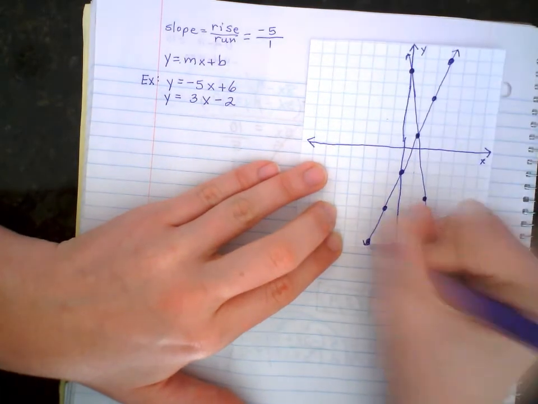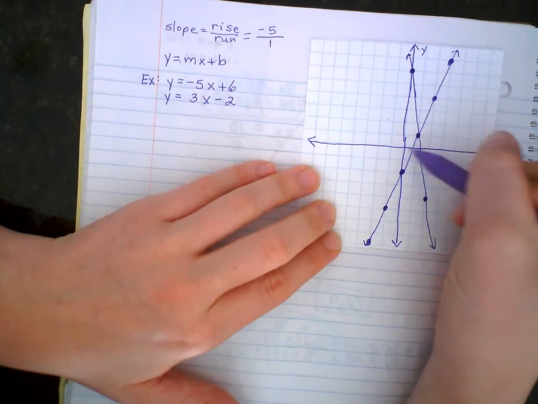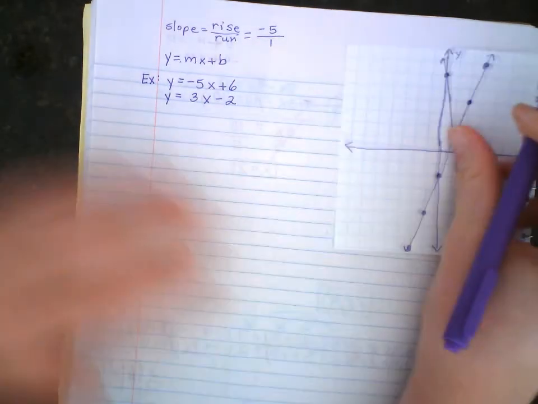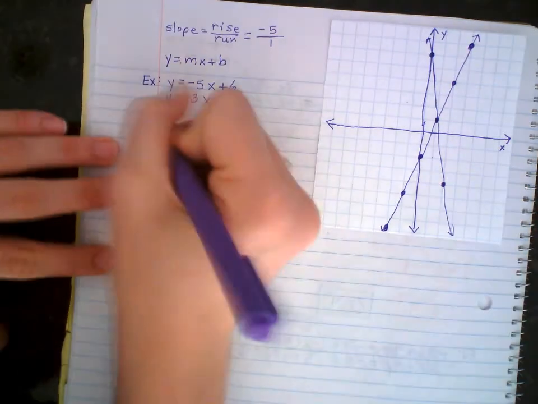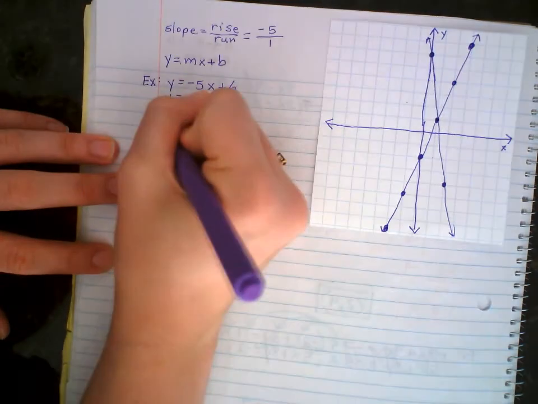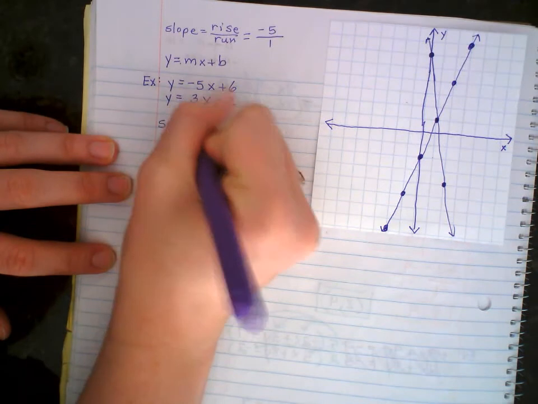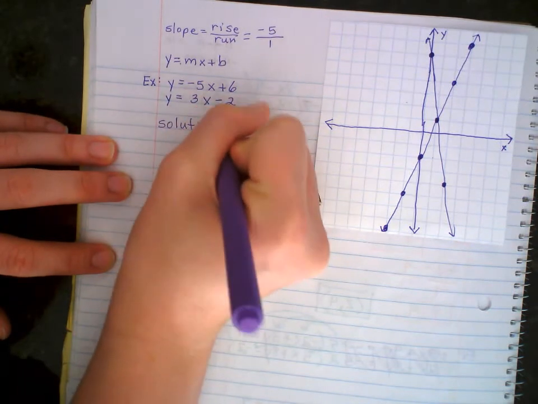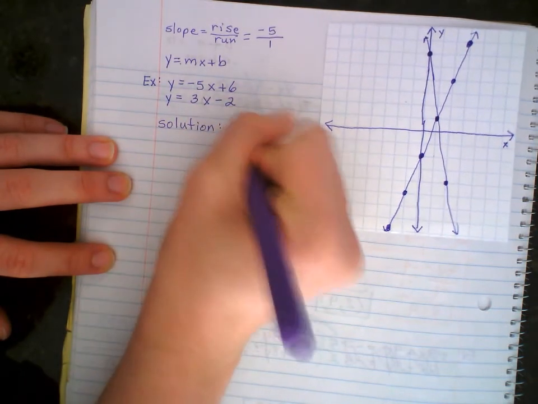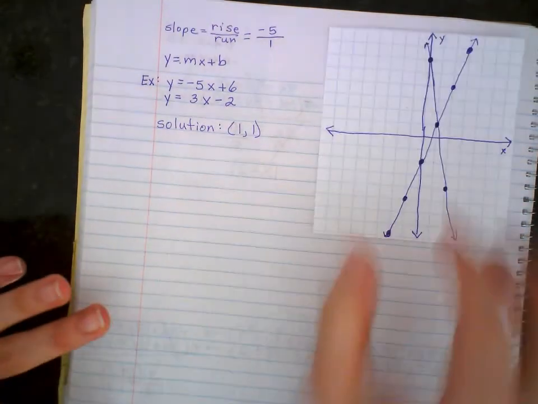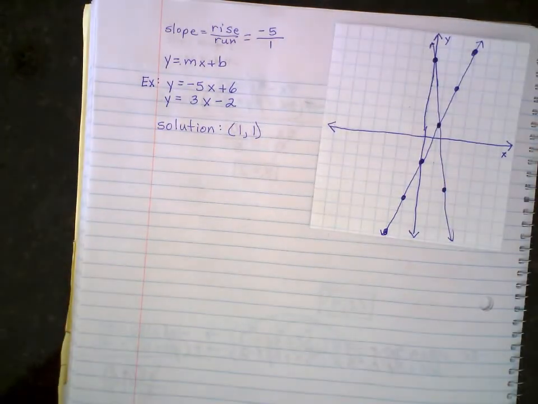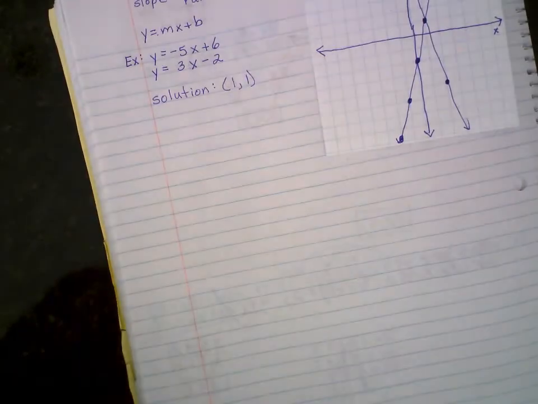All right, so they clearly intersect at 1, 1. So the solution is going to be 1, 1. By graphing, we know the solution is 1, 1. So if you like to graph, and it's in y equals mx plus b form, go for it.